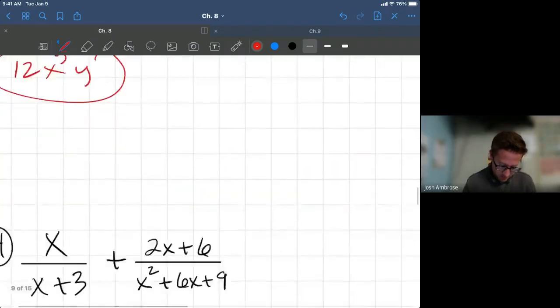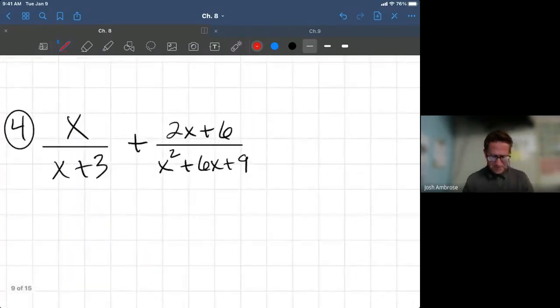All right, let's work out another one. Now it's a full-on addition problem. We don't have common denominators, so we're going to do basically the last 3 problems all put together. We have to find LCMs, get common denominators, and simplify the numerator, the whole process. So let's work this out.